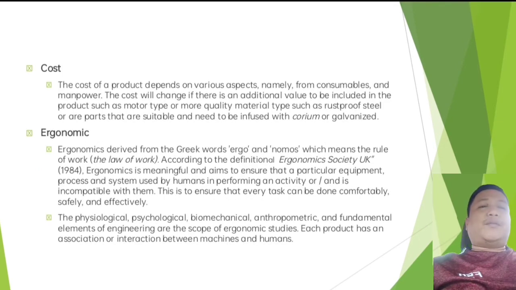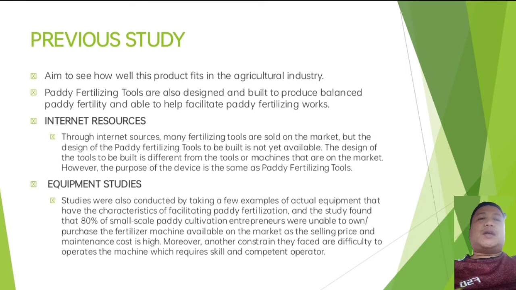Performance will be known or determined, such as speed, frequency of use, type of load, and power capacity. The previous study for this project found that paddy fertilizing is important to produce balanced paddy fertility. On internet resources, many fertilizing tools are sold on the market, but the design of the paddy fertilizing tool to be built is not yet available. The design of the tool to be built is different from the machines on the market. However, the purpose of this device is the same as paddy fertilizing tools.